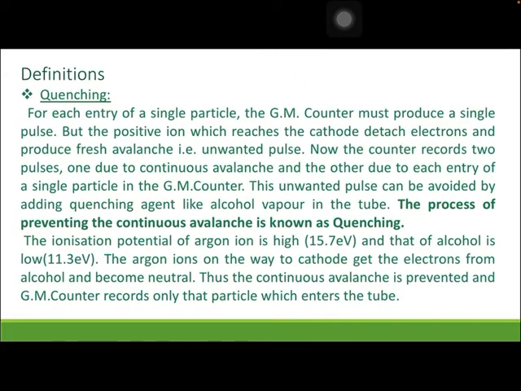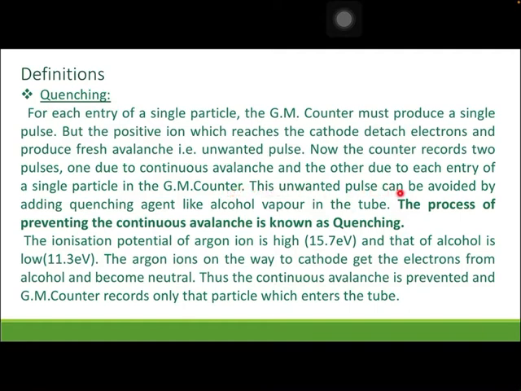Now there are certain definitions that you have to remember too. One, as I told you, is quenching. Removing the unwanted pulses is called quenching. For each entry of a single particle, the GM counter must produce a single pulse. Then only it is detected correctly. But the positive ion which reaches the cathode detaches electrons and produces a fresh avalanche, that is an unwanted pulse. Now the counter records two pulses, one due to the continuous avalanche and the other due to each entry of a single particle in the GM counter.